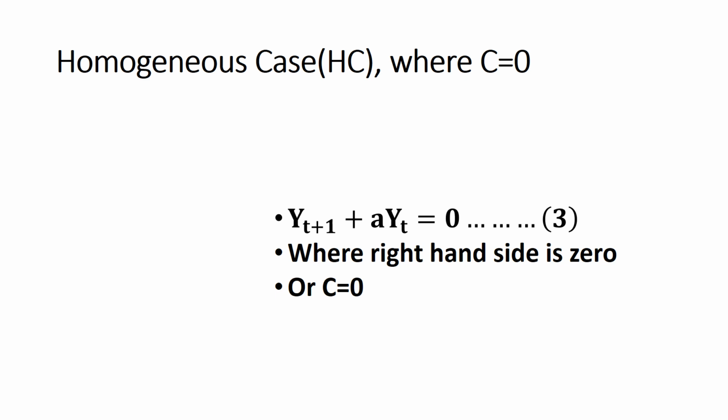Homogeneous case: y_{t+1} + a y_t = 0. Look at the difference. Here the right hand side is 0, that is, c is equal to 0. If the right hand side is 0, this is called a homogeneous difference equation.